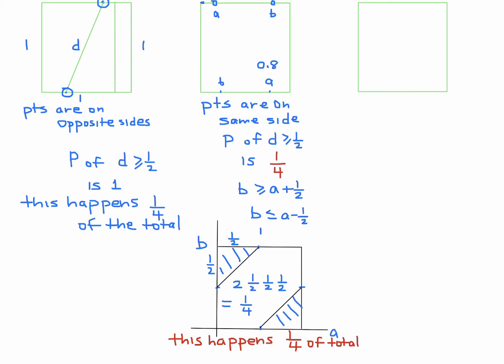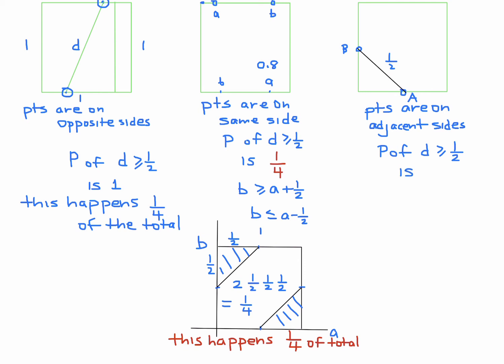And the last part is when the points are on adjacent sides. So for example, one point is here and another point is here. And I've got to make sure that the distance between those 2 points is at least a half. So if this is a and this is b, I've got to make sure that distance d is at least a half. So the probability of d being greater than a half is what I have to now figure out.